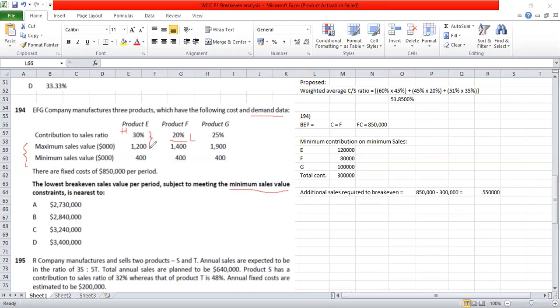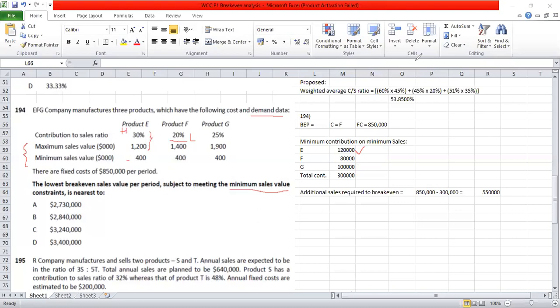Why are we starting with E? E is the one which is giving the highest contribution. Now the focus should be on increasing their contribution. But out of this 1,400,000, this 400,000 is already included here. So apart from that 400,000, the rest of it will give the additional contribution.